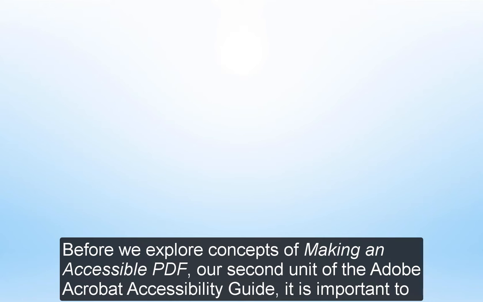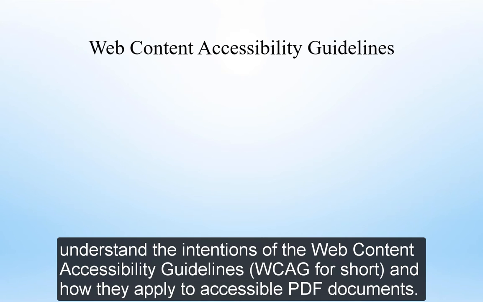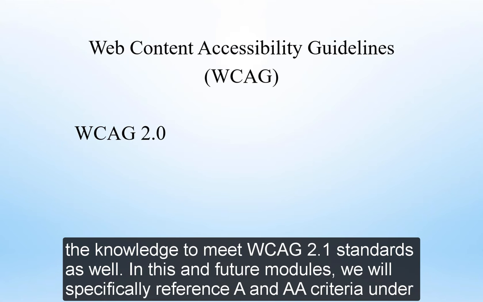Before we explore concepts of making an accessible PDF, our second unit of the Adobe Acrobat Accessibility Guide, it is important to understand the intentions of the Web Content Accessibility Guidelines, WCAG for short, and how they apply to accessible PDF documents. While current accessible content is required to meet WCAG 2.0 standards, this guide is designed to equip PDF content creators with the knowledge to meet WCAG 2.1 standards as well.